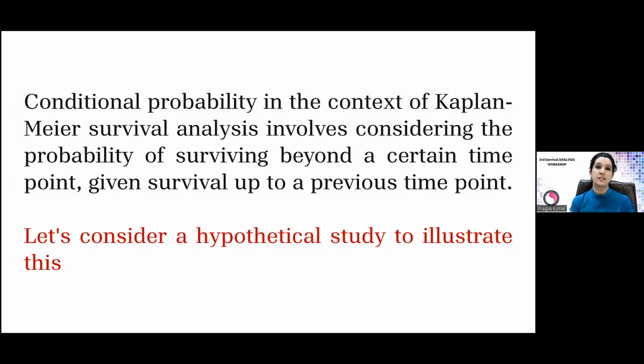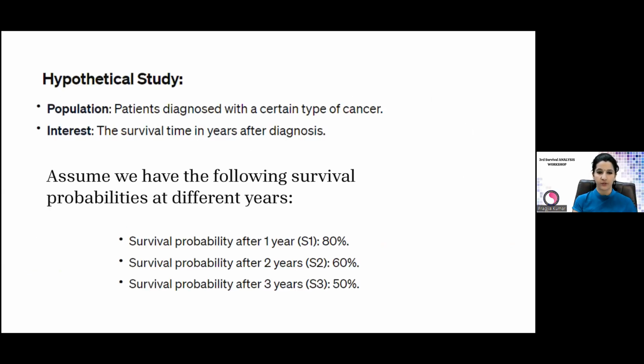So the conditional probability, in the context of a Kaplan-Meier survival analysis, considers that if you have survived up to a certain time point, what is the survival in the next time point? That means if you have survived till the previous time point, what is the probability of survival beyond that time point? So let's consider this hypothetical example.